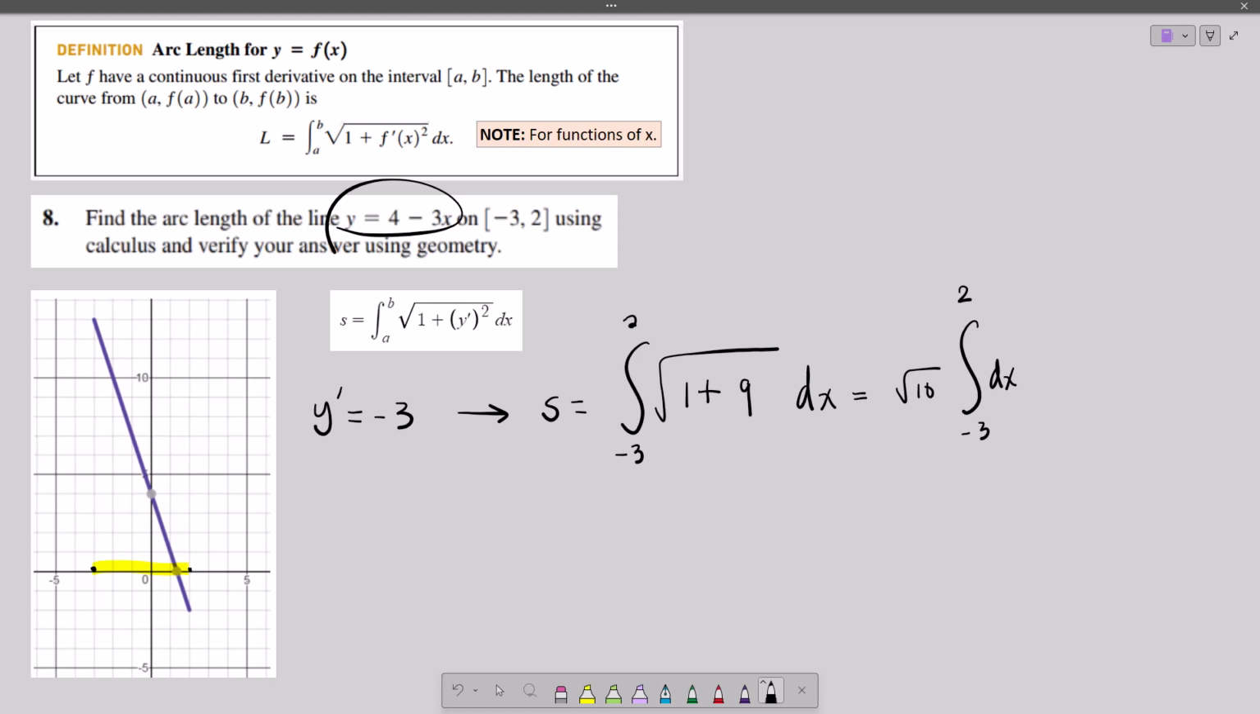That's it. That's the arc length. And what's the integral of dx from -3 to 2? What's just this integral part? 5. It's the length of the interval. 2 minus -3. You integrate a differential, you get the length of the interval. Upper minus lower. So this will be 5 square root of 10. That is our length. So definitely we need this new formula to solve these problems.